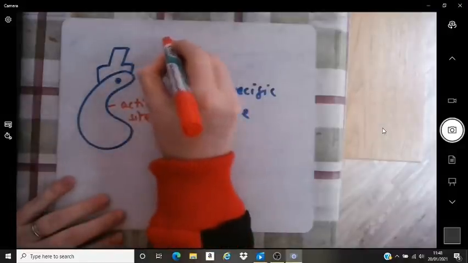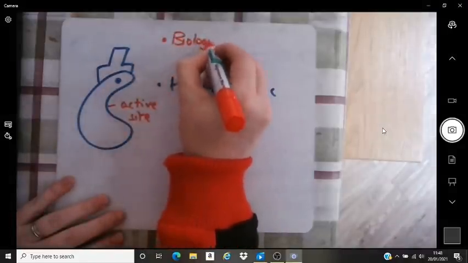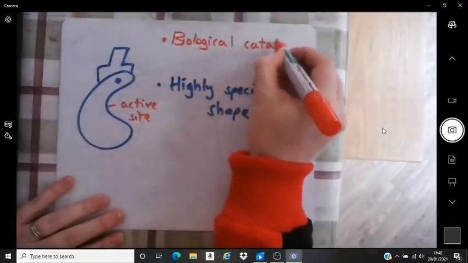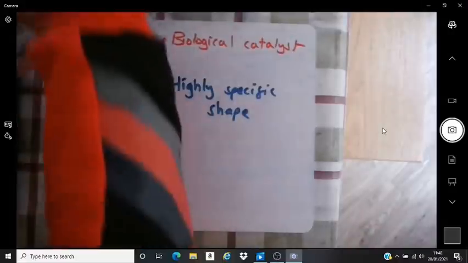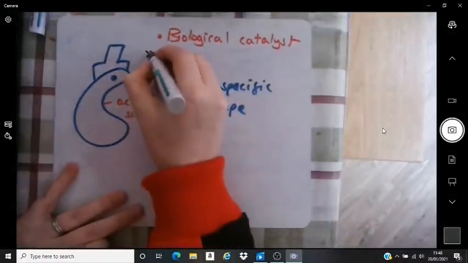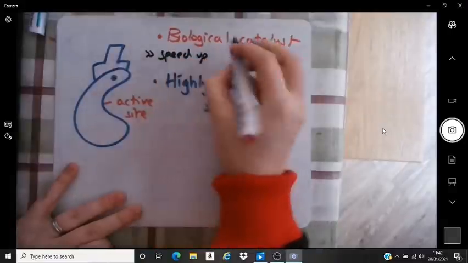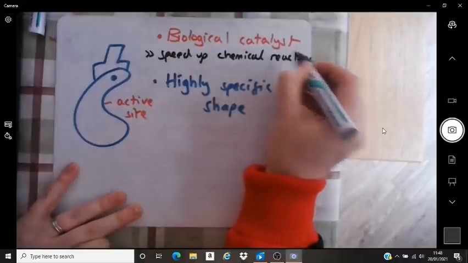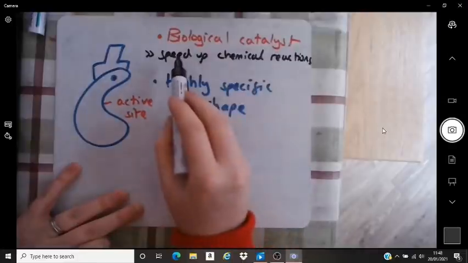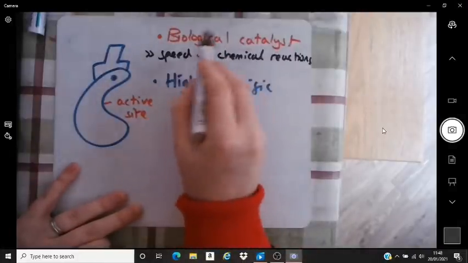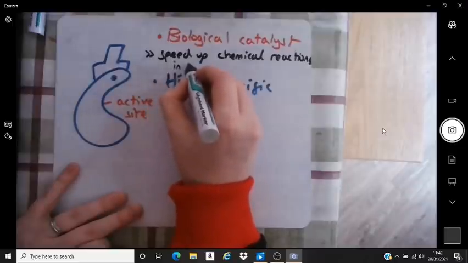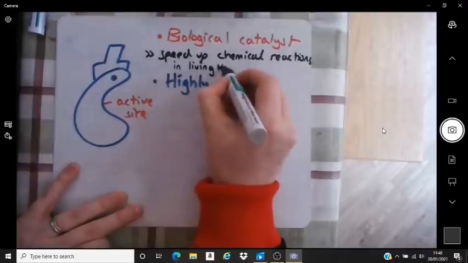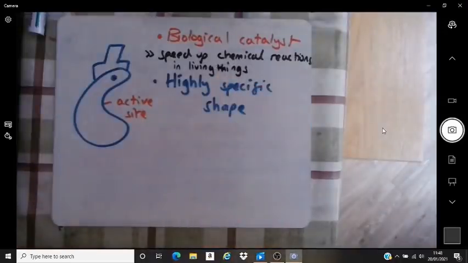Inside that active site, Eddie the enzyme gets to be a biological catalyst, which means it can speed up chemical reactions. Because again, linked to some chemistry knowledge, that's what a catalyst is. A catalyst is a molecule that speeds up chemical reactions, but enzymes are biological catalysts because they do it in living things. So an enzyme is a biological catalyst, which means it speeds up chemical reactions in living things.